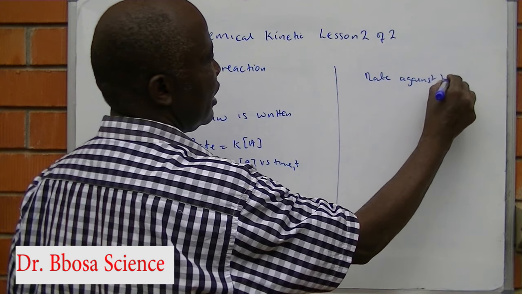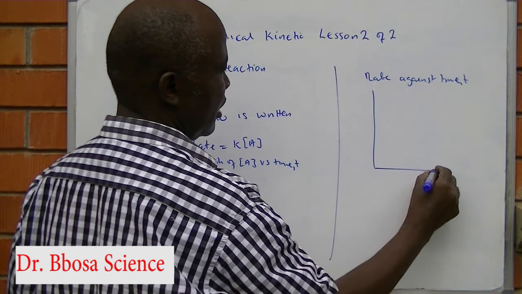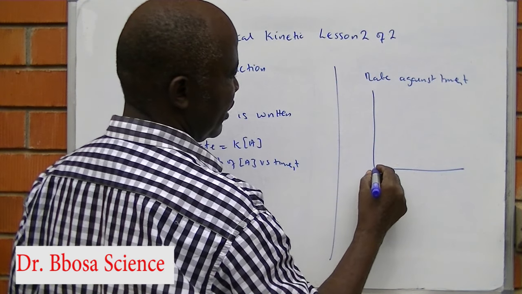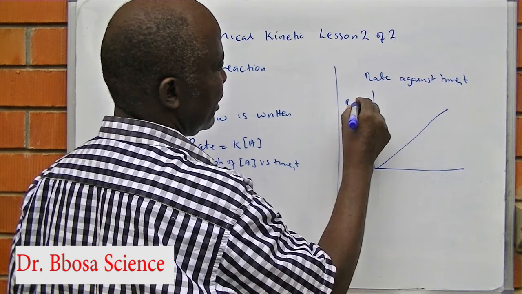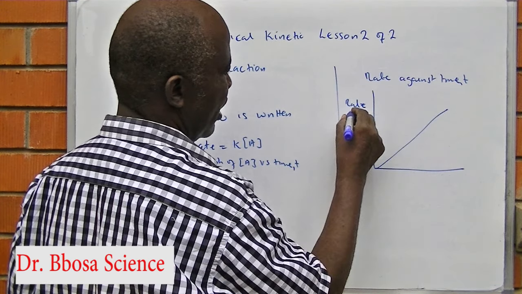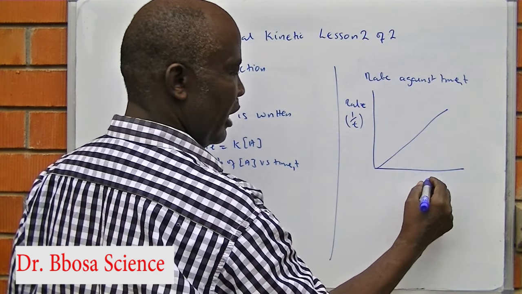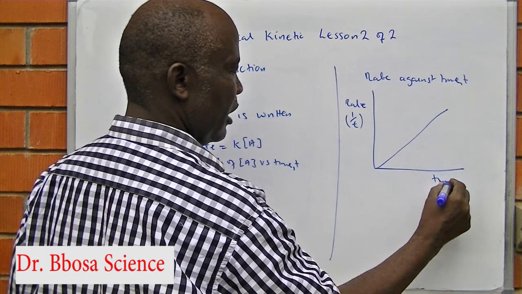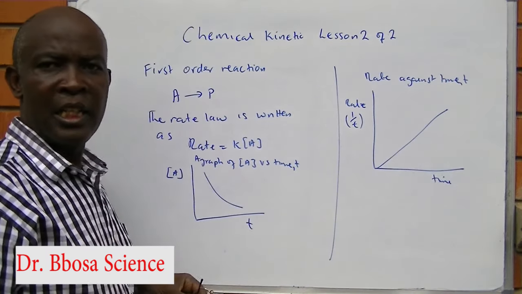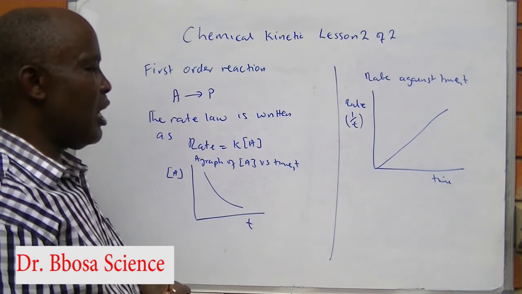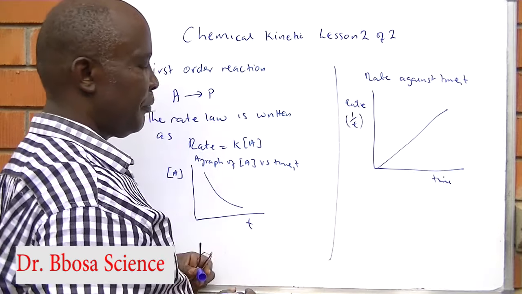against time t, we get a straight line. This is rate, or 1 over t against time. When we get a straight line, we deduce that the reaction is a first order with respect to A.